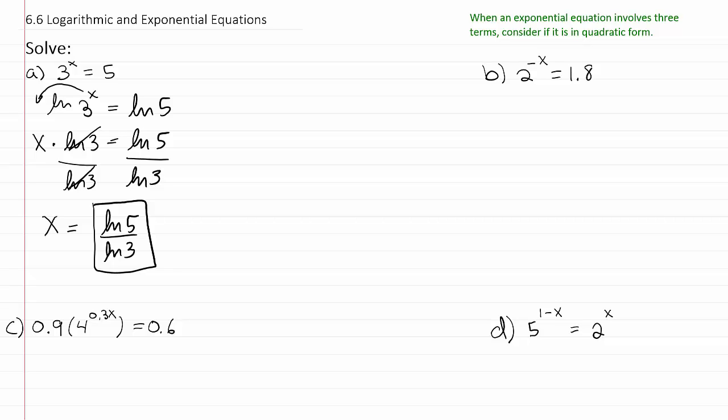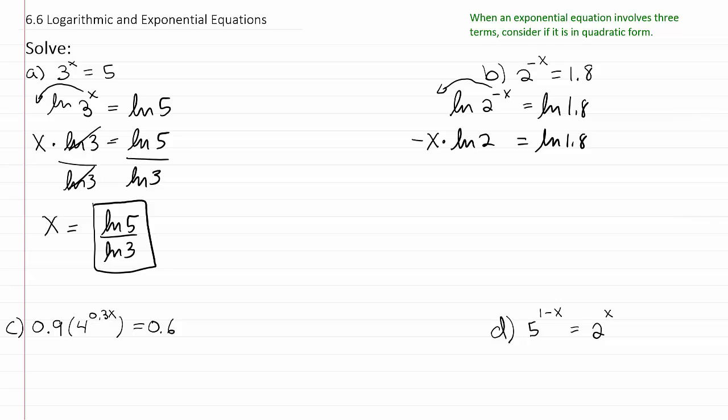All right, let's look at example B then. For example B, it's very similar. Again, we cannot get a common base here, so we're just going to take the ln of both sides. So I'll do the ln of 2 to the negative x is equal to ln of 1.8. Again, that negative x can come out in front here to make negative x times ln of 2 is equal to the ln of 1.8.